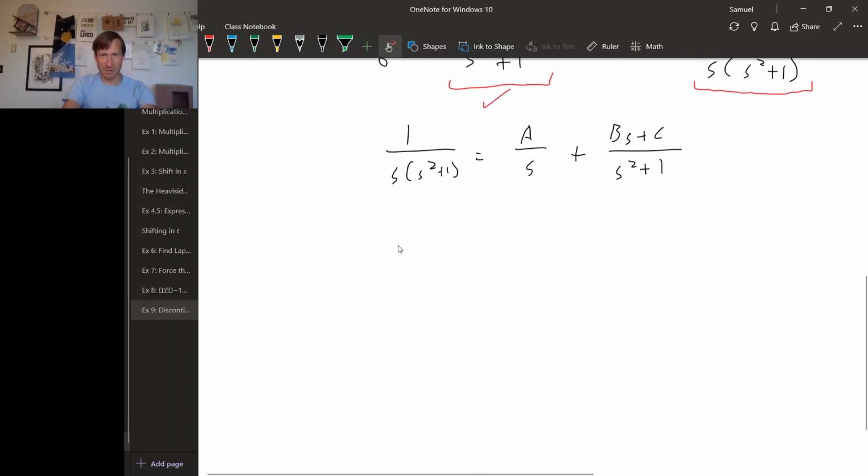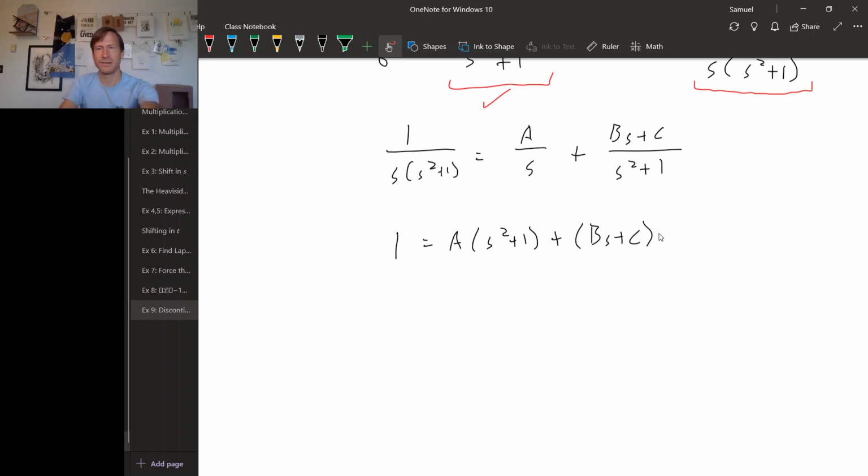All right, now we can clear denominators. We get 1 equals a times (s squared plus 1) plus (bs plus c) times s. Okay, now we can multiply everything on the right-hand side out. For our s squared terms, we have a plus b, so that times s squared. Left-hand side is 1. For our s terms, it's just c, so c times s. And then for our constant terms, it looks like just a.